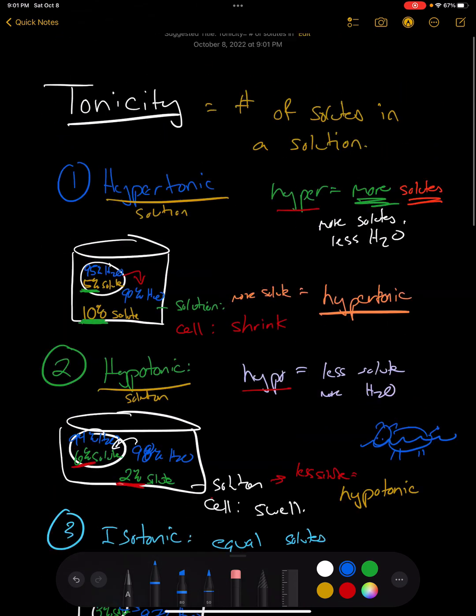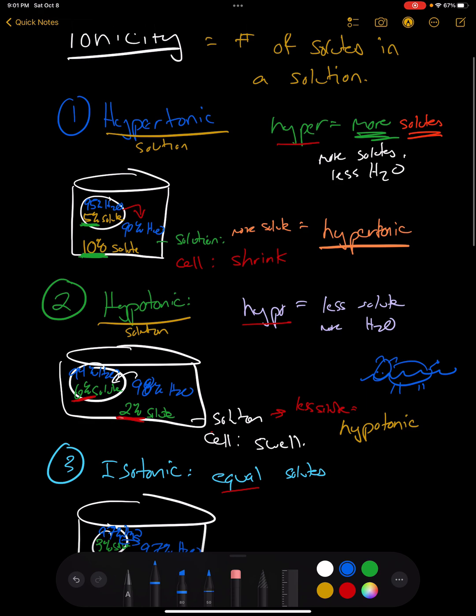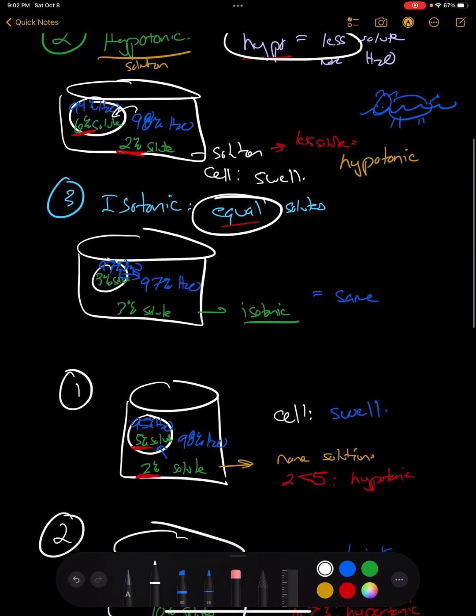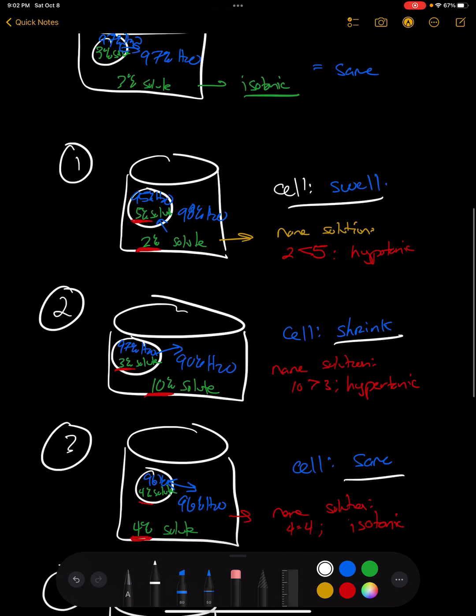All right, so tonicity is the number of solutes in a solution. I use this so I can predict movement and I can see what happens to my cell size. I have 3 types. Hyper means more. I have hypo. Hypo means less. And iso means equal. And if I can figure those words out, then I can predict what happens to cell size. It'll shrink or swell or it'll stay the same.